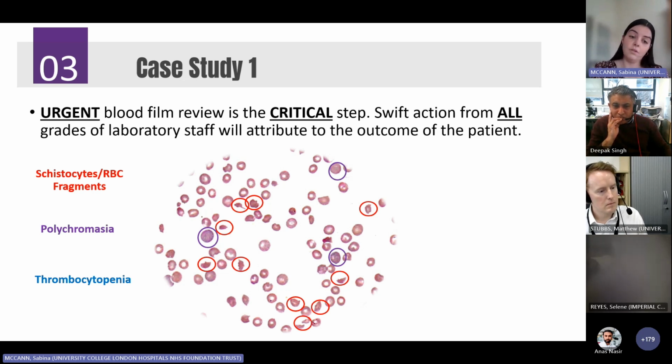I've highlighted 3 main features: schistocytes, the red cell fragments, in red, polychromasia in purple, and as you can see, there is clear thrombocytopenia.